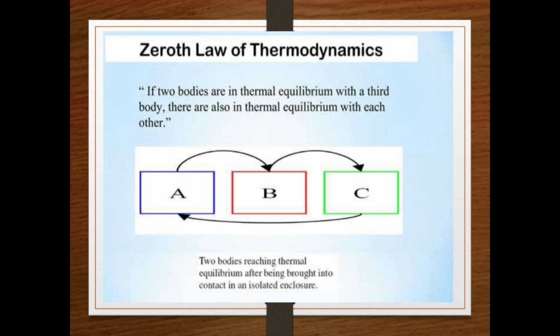Zeroth law of thermodynamics. Now consider three bodies, named A, B, and C. If two bodies are in thermal equilibrium with the third body, they are also in thermal equilibrium with each other. This is called the zeroth law of thermodynamics.